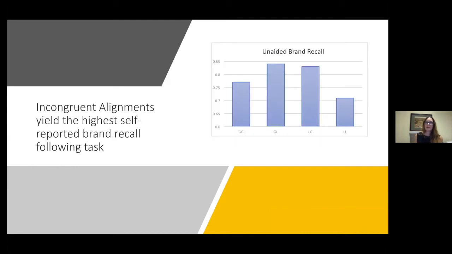Following the study, self-reported brand recall was greatest in conditions where there was not an alignment as defined by economic framing. In other words, the incongruent pairings were more effective in unaided recall.